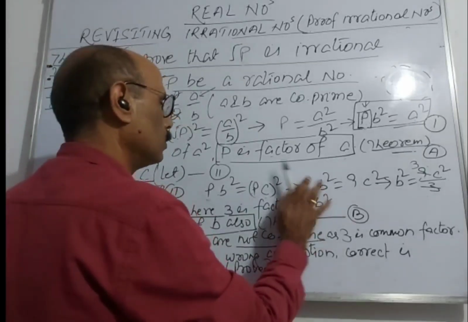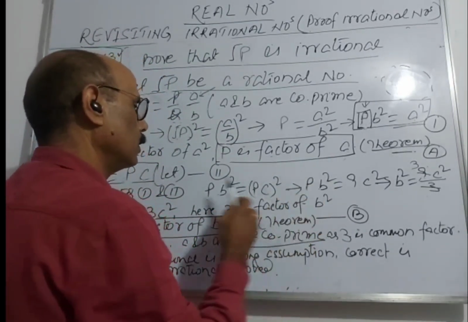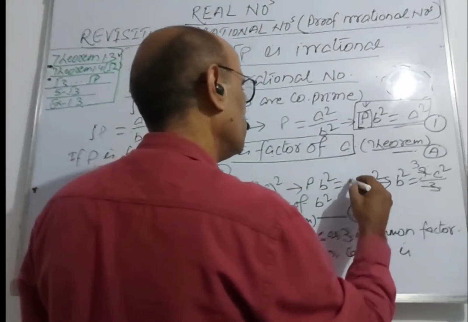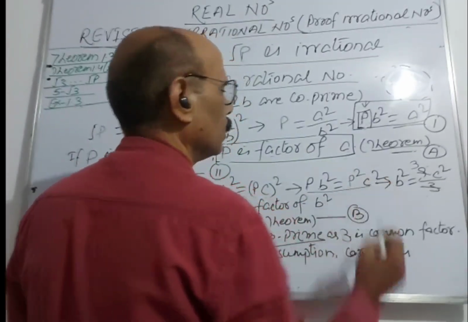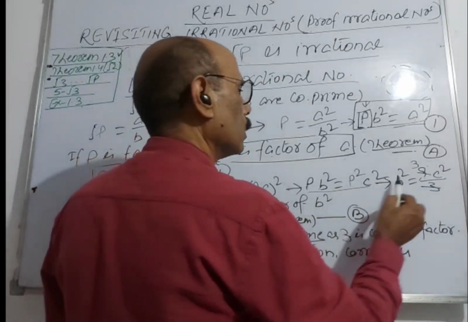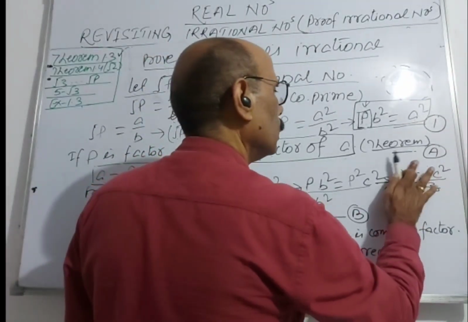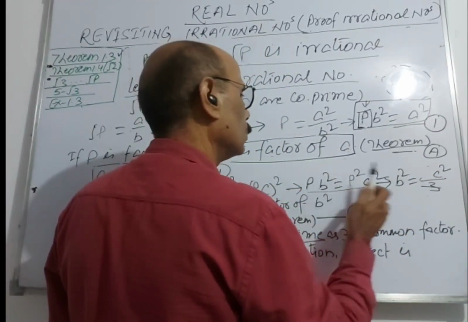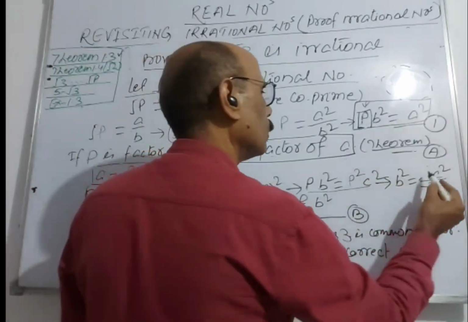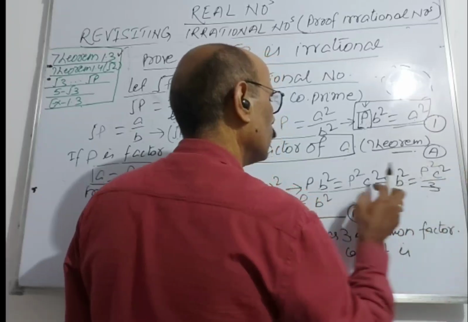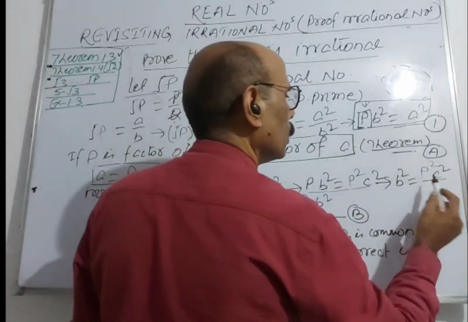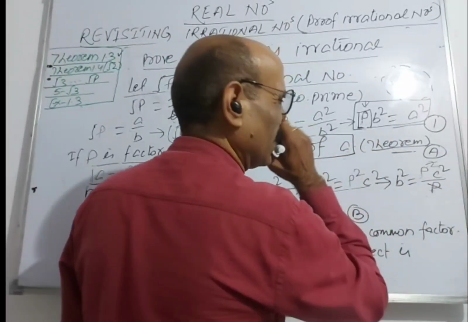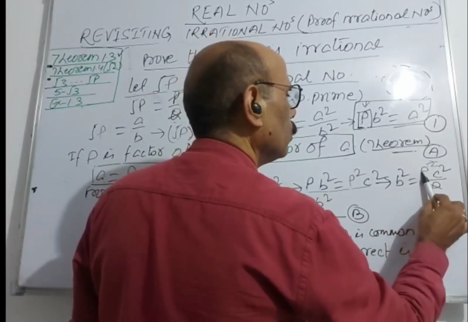Here p b squared, on the left side, is equal to p squared c squared. Then b squared is equal to p squared c squared, with this p coming down. So p squared by p, that means one p cancels, leaving only p c squared. So b squared is equal to p c squared.